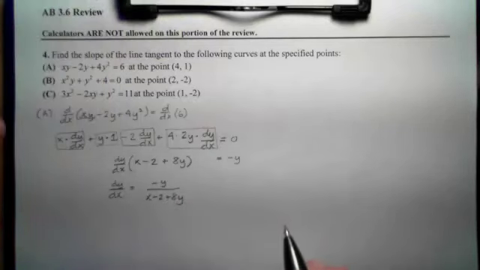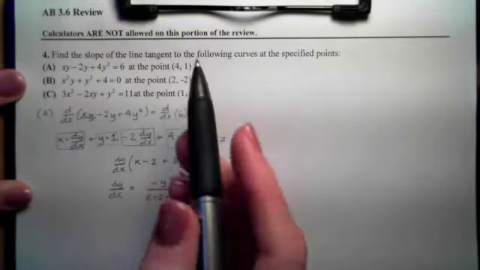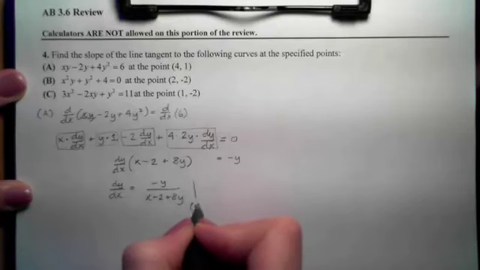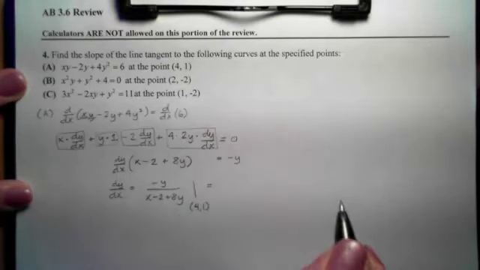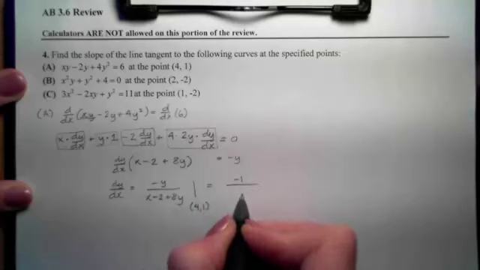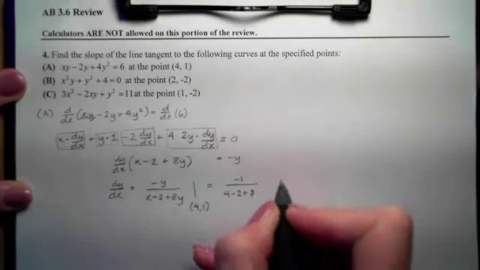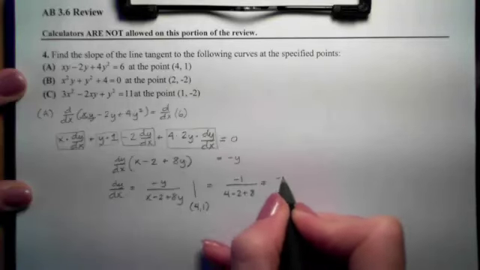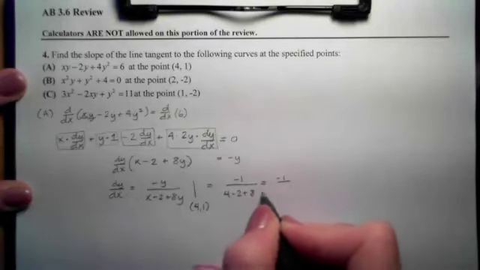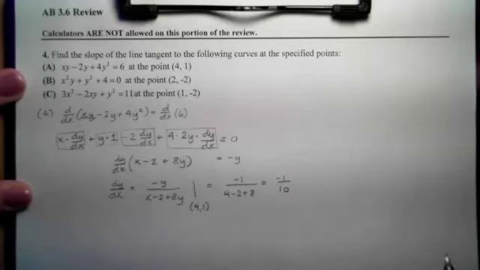So now isolating dy/dx, I will have a negative y over an x minus a 2 plus an 8y. My goal is to now evaluate at (4, 1). So that means everywhere I've got a y, I need to put a 1, and everywhere I have an x, I put a 4. Finish it up, I get a negative 1 over a 2 plus an 8 is a 10.